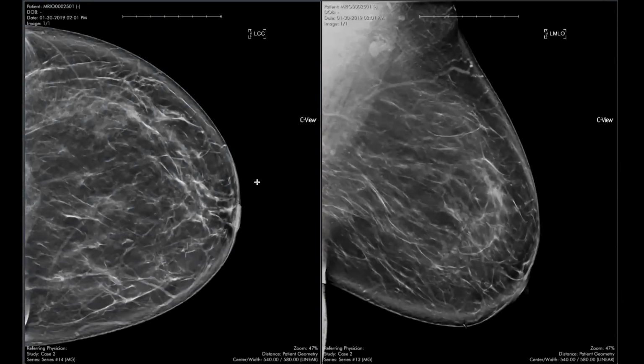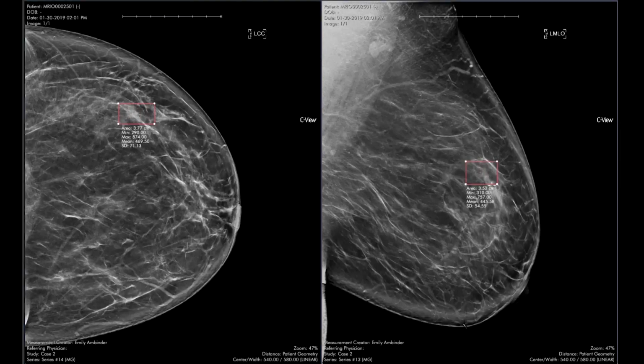This is another case of a baseline screening mammogram. This is in the patient's left breast. There were calcifications that were noted in the upper outer quadrant. This was given a BI-RADS 0, so we could do additional views to determine the morphology of this finding.